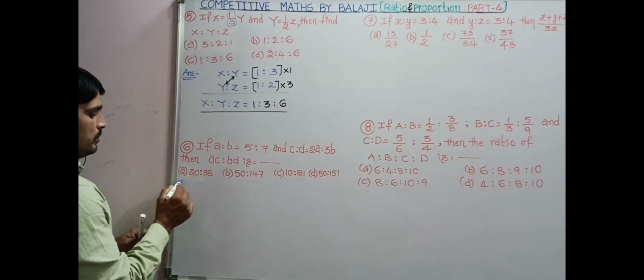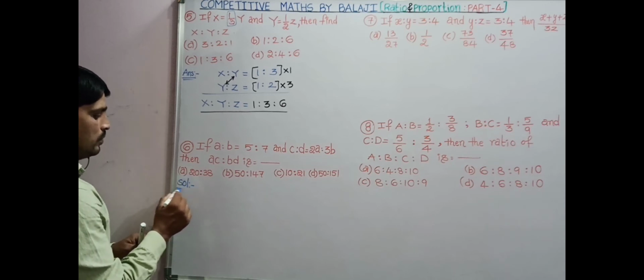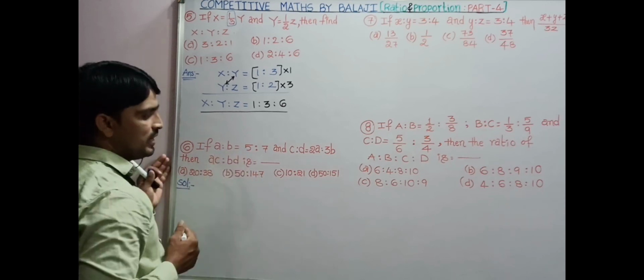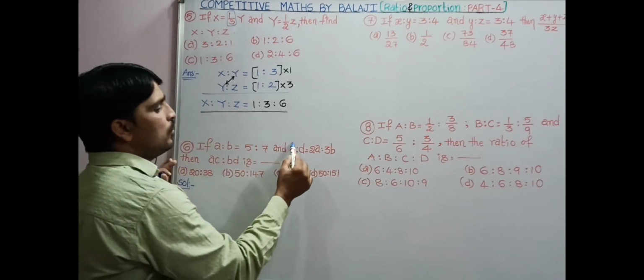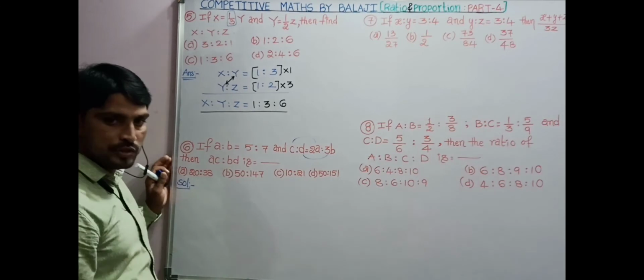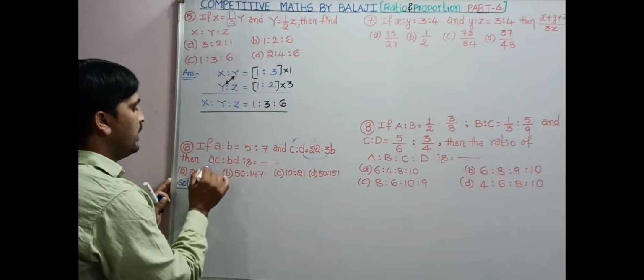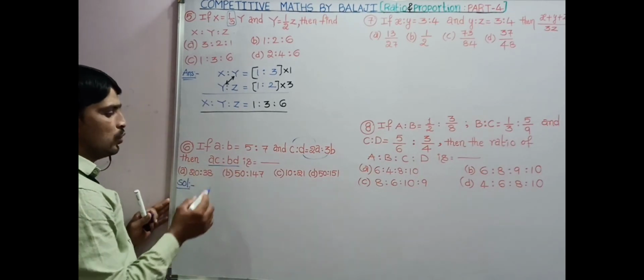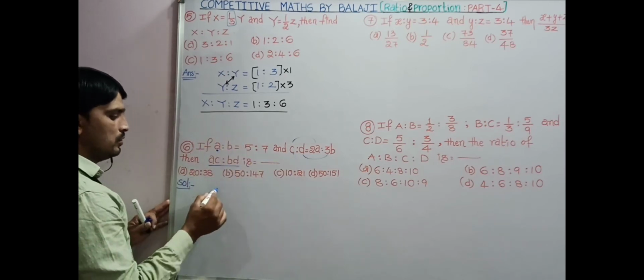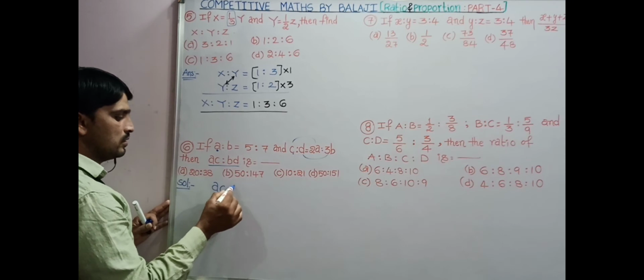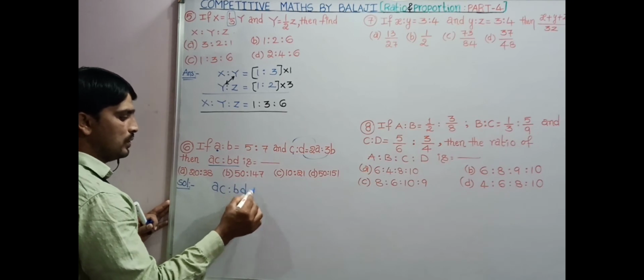Next, sixth question. Solution. A:2B is 5:7 and C:2D is equal to 2A:3B. Here the values of C and D are given in terms of A and B. Then find AC:2BD. That is, what is AC? First, the product of the first two terms. So AC is to BD. We have to find this one.